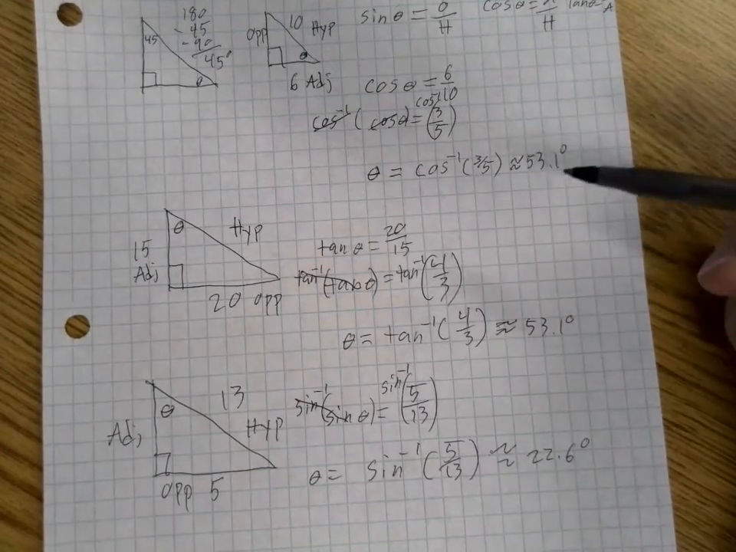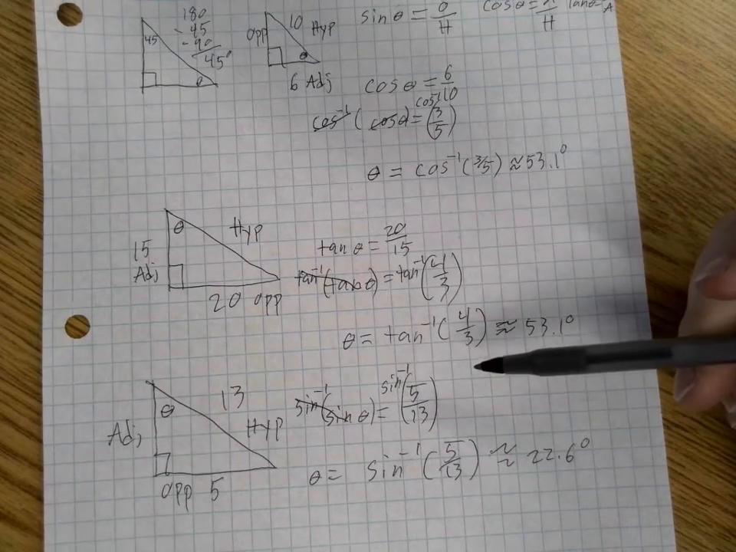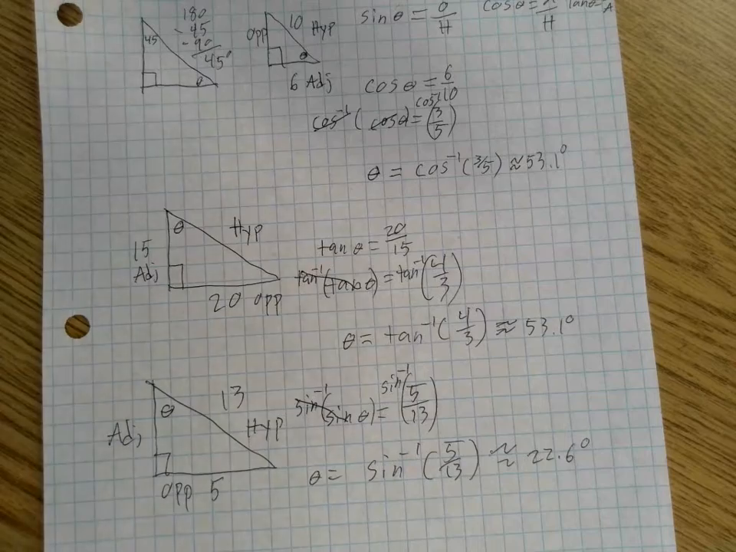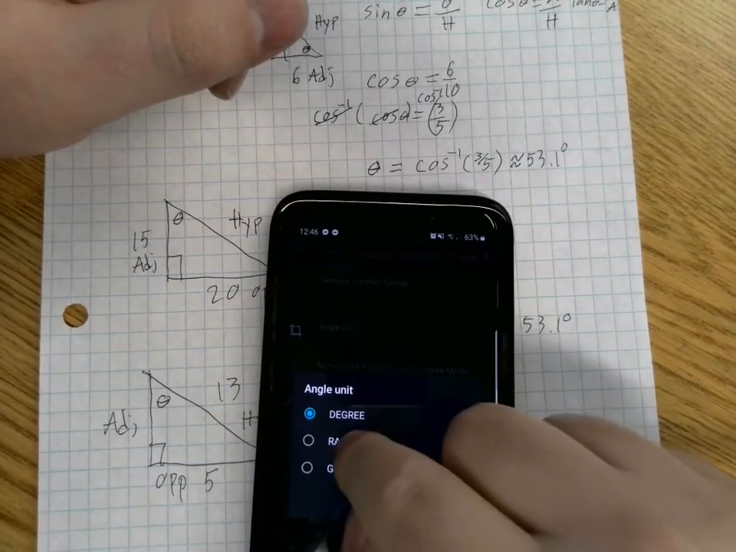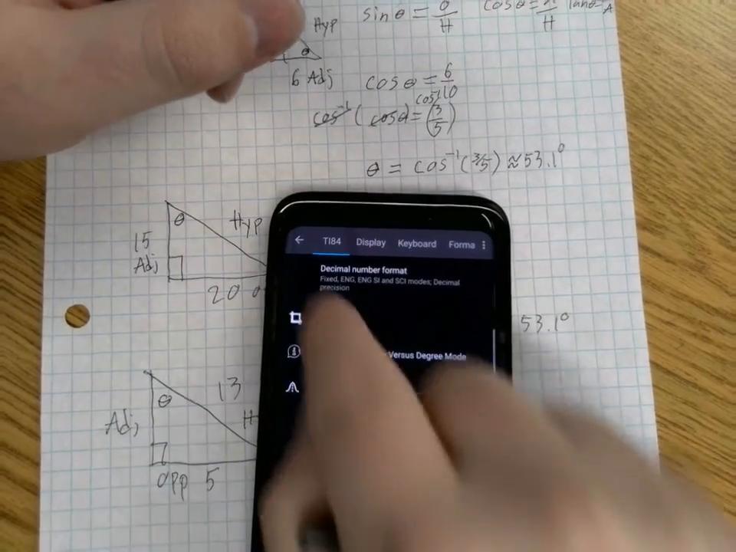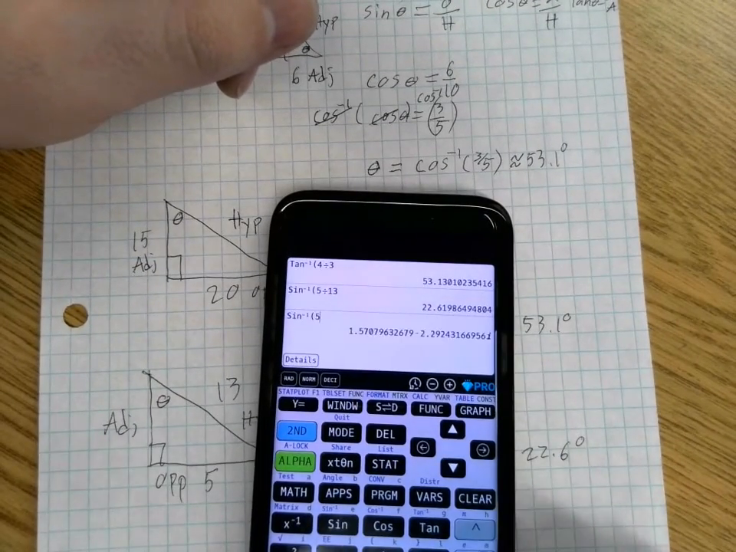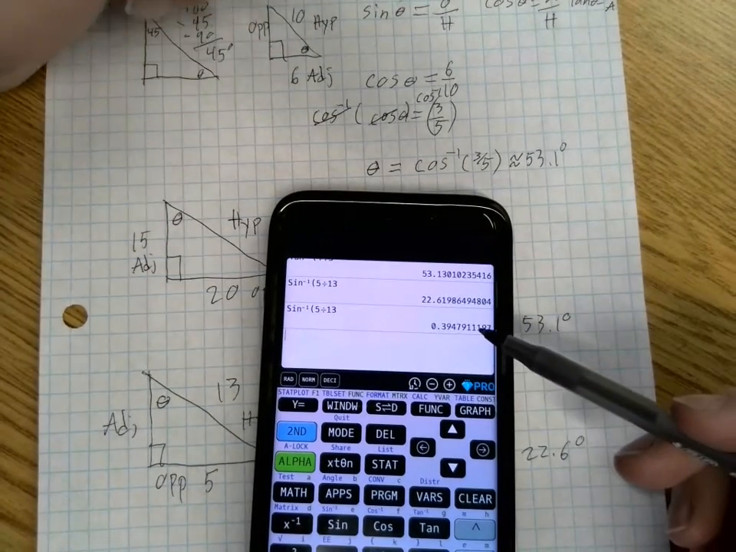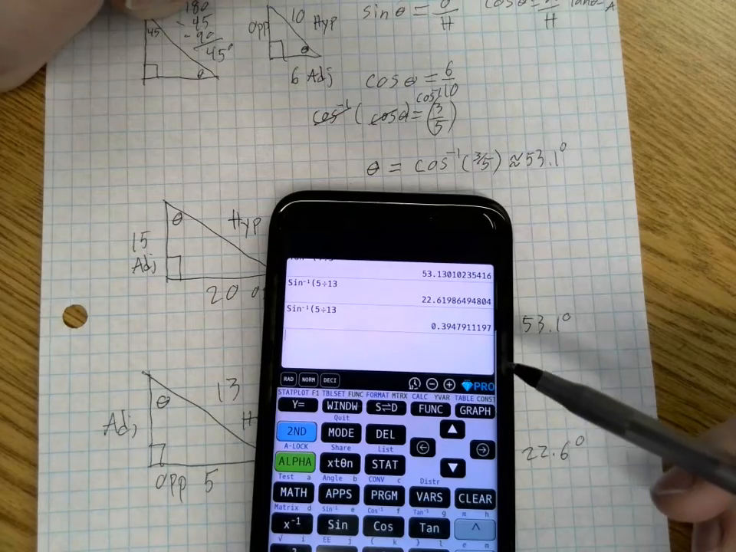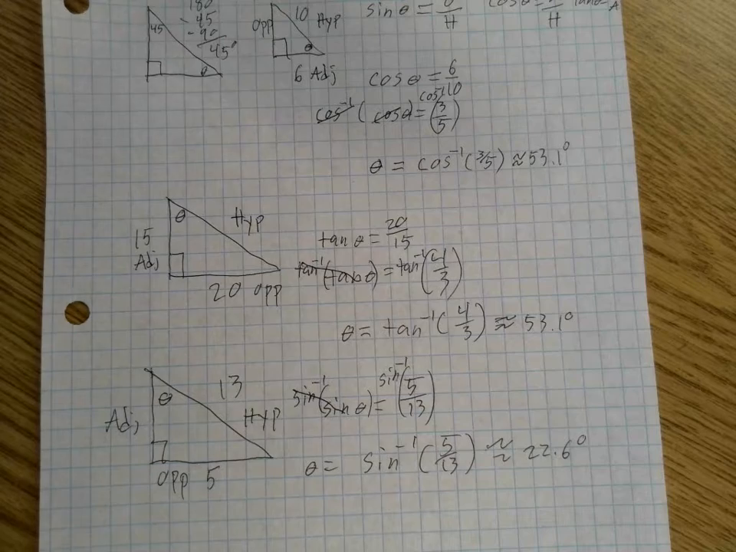Now, make sure, though, that your calculator is set in degree mode, because if it's not, you can get something very different. As you can see here on my calculator, it is set to degree. I'm going to change it to radian real quick, and type the exact same thing in. 13. As you can see, I get a completely different number here. I get 0.39.